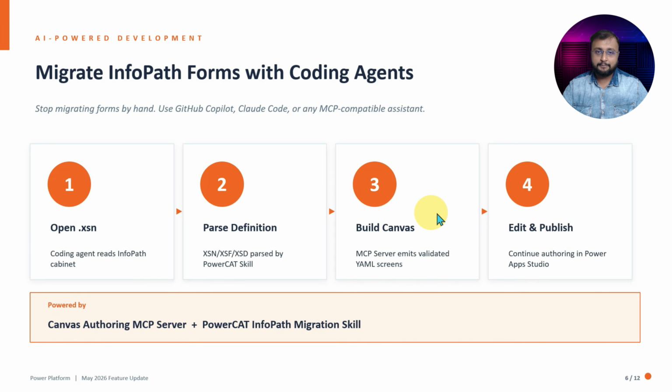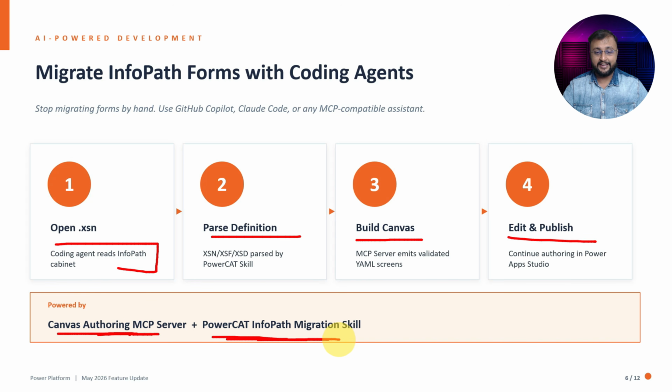This is the high-level stats for converting those InfoPath forms into the Canvas application. Basically, your coding agent reads the InfoPath form using the .xsn file, parses the definition, and then builds the canvas, and at the end we are editing and publishing over here. Behind the scenes, it uses the Canvas Authoring MCP server and the PowerCAT InfoPath migration skill. Both combined do this activity efficiently for your businesses.